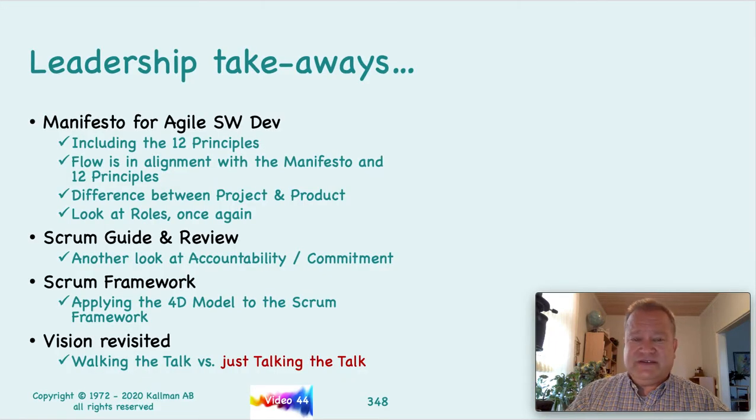So the takeaways for this: we're going to look at the manifesto for Agile software development. We'll look at the 12 principles. Flow is in full alignment with the manifesto and 12 principles. And there's a difference between project and product. We're going to look at roles once again, do a quick Scrum Guide review, and another look at accountability and commitment. We're going to look at the Scrum framework, and I'm going to show you again how to apply the 4D model to the Scrum framework, and we're going to revisit vision.